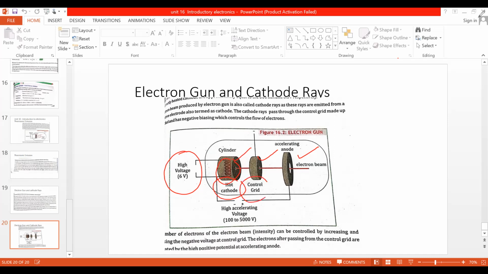This is a control grid. It will control the emission of electrons. The electrons come out one by one in this way. And this tungsten filament and this accelerating anode are connected with a very high accelerating voltage, that is about 100 to 5000 volts, right? So this is the process by which we use the electron gun, and we are getting the cathode rays by using this electron gun. So this is today's lecture.